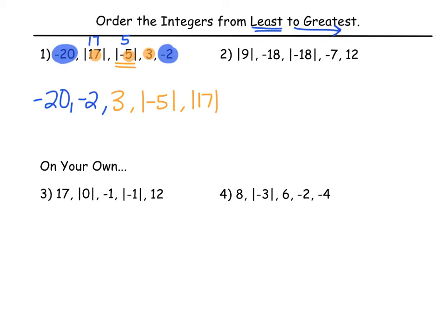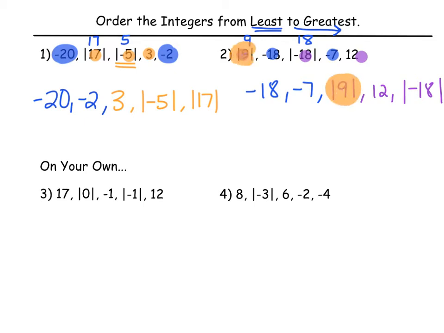Number 2, first 9, the absolute value is 9. The absolute value of -18 is positive 18. I'm going to look at my negative numbers first and order them to start. -18, -7. Next, look at my positive values, smallest to biggest. I have the absolute value of 9, 12, and the absolute value of -18. Notice when it used absolute value, I kept it as it was in the original. I didn't put 9 down.